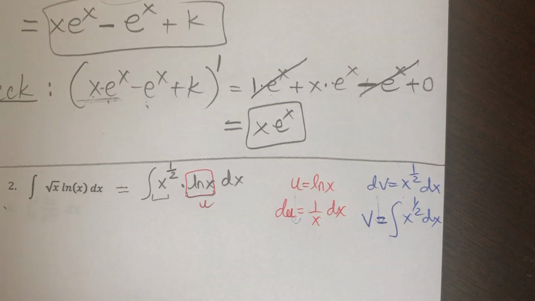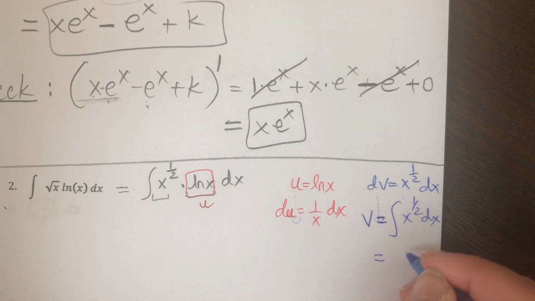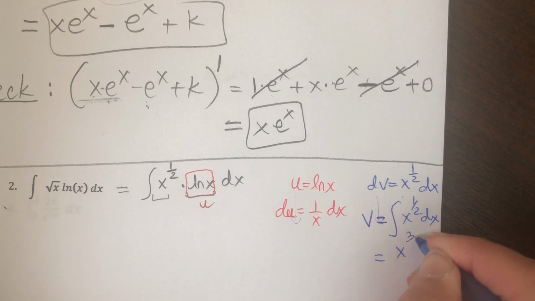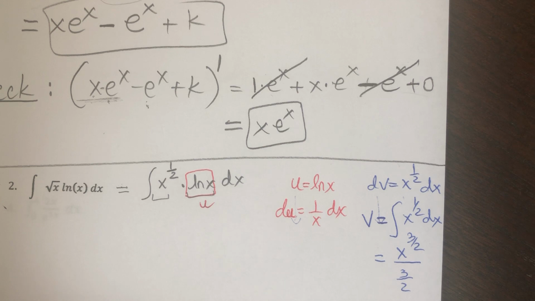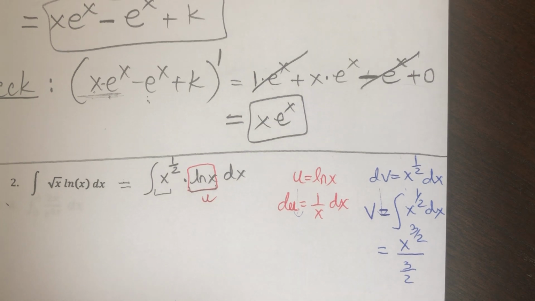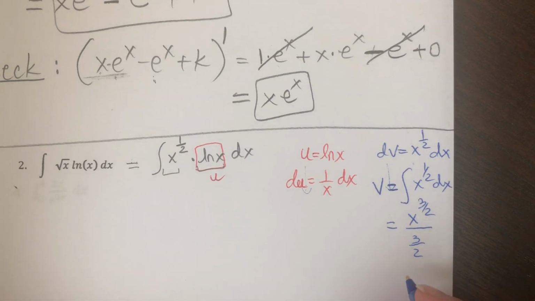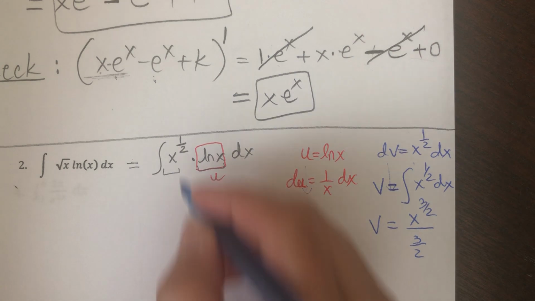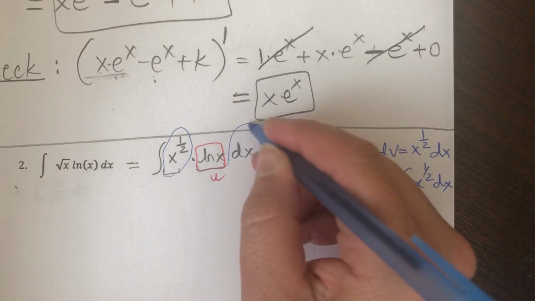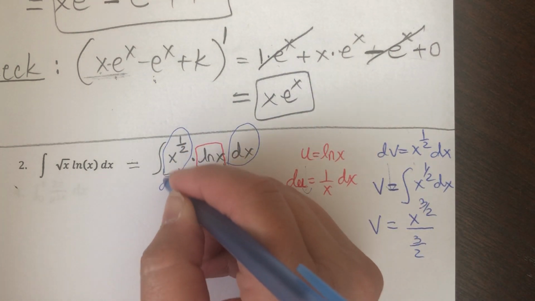Then the function itself is its antiderivative. So what's the antiderivative of x to the 1/2? It's x to the 3/2 divided by 3/2. Which again, I can fix it a little bit, but I'm going to fix it here. So this part here was your dv.